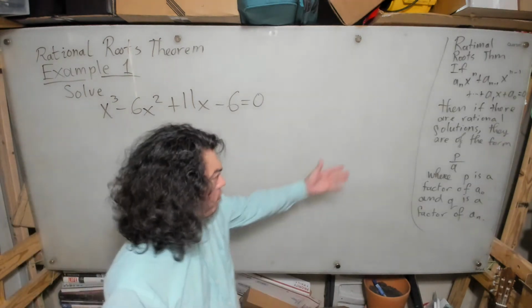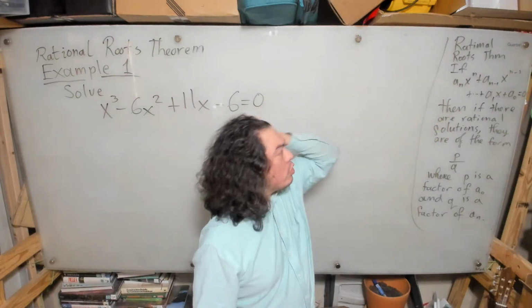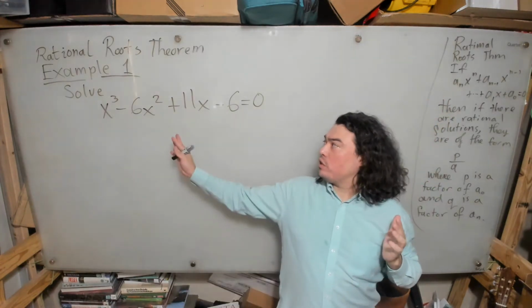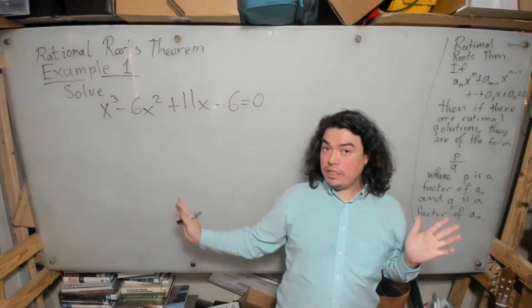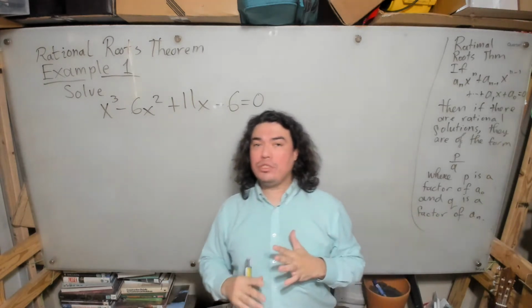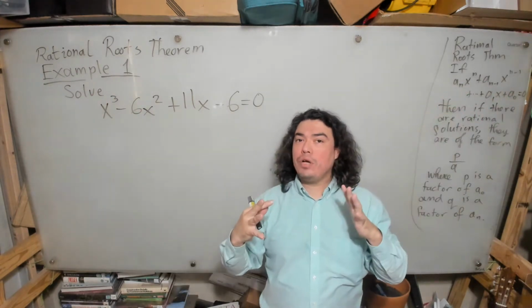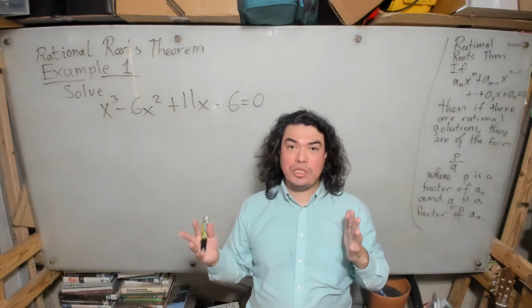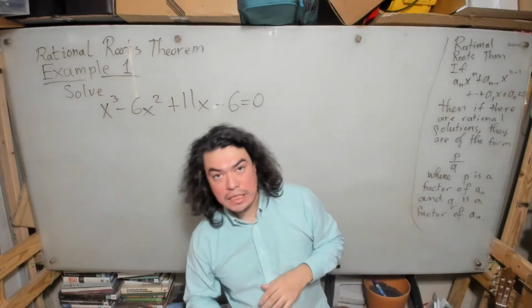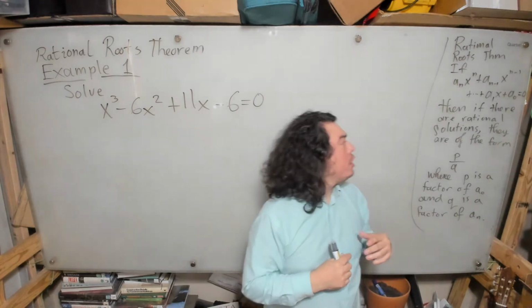And so here I have written our rational roots theorem, which we're going to use here to try to solve this equation. Again, the rational roots theorem doesn't guarantee us a solution, but it helps us to reduce the number of possible values that we want to test to a more manageable list.